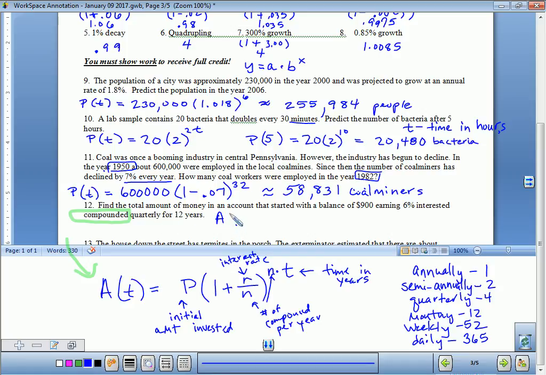The amount of money after a given amount of time, we would use this formula where P represents our initial amount, R the interest rate, N the number of times it's compounded, and T the time in years. Now this says it's compounded quarterly, so our N would be 4.